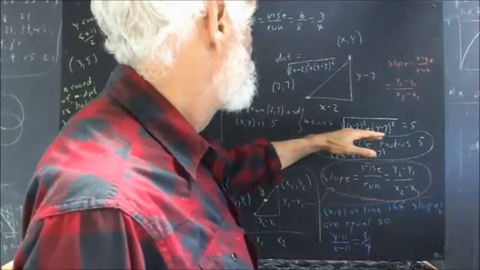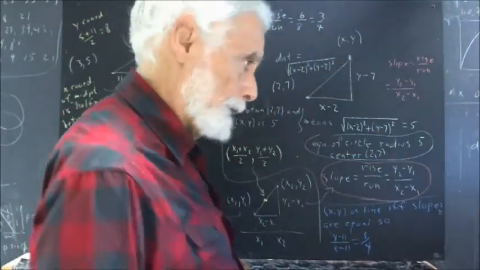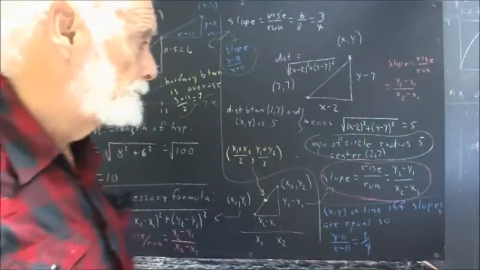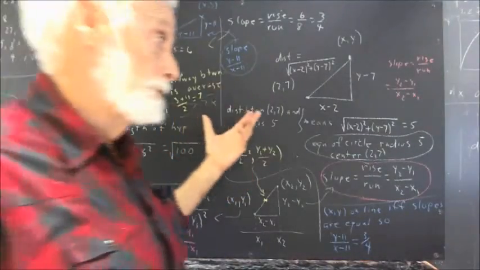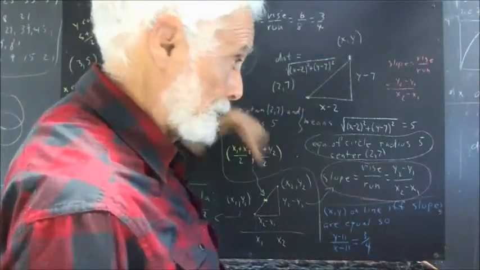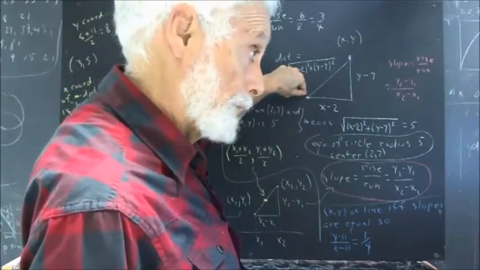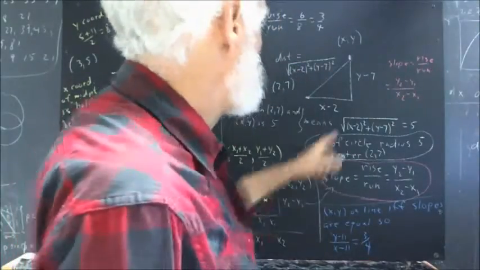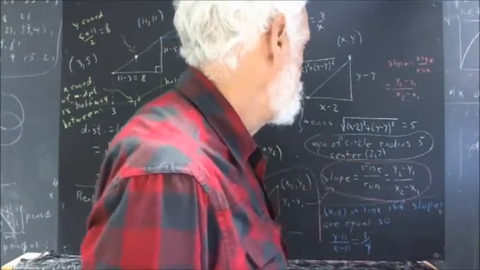Now, the question is, if I plotted all the points at distance 5 from here, what would I have? And somebody said, well, you'd have a circle. Exactly. We'd have a circle whose radius is 5, since the points are all at distance 5 from the center, and centered at this point. So right here we have the equation of a circle of radius 5 with center (2, 7).